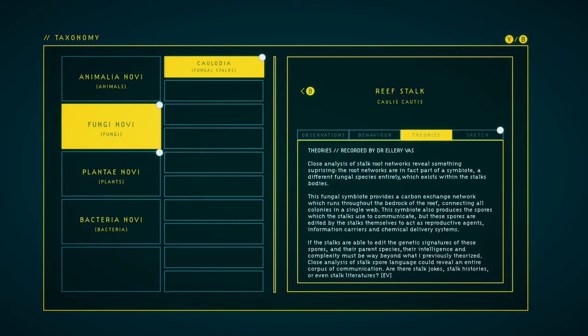If the stocks are able to edit the genetic signatures of these spores and their parent species, their intelligence and complexity must be way beyond what I previously theorized. Close analysis of stock spore language could reveal an entire corpus of communication. Are there stock jokes, stock histories, or even stock literatures?